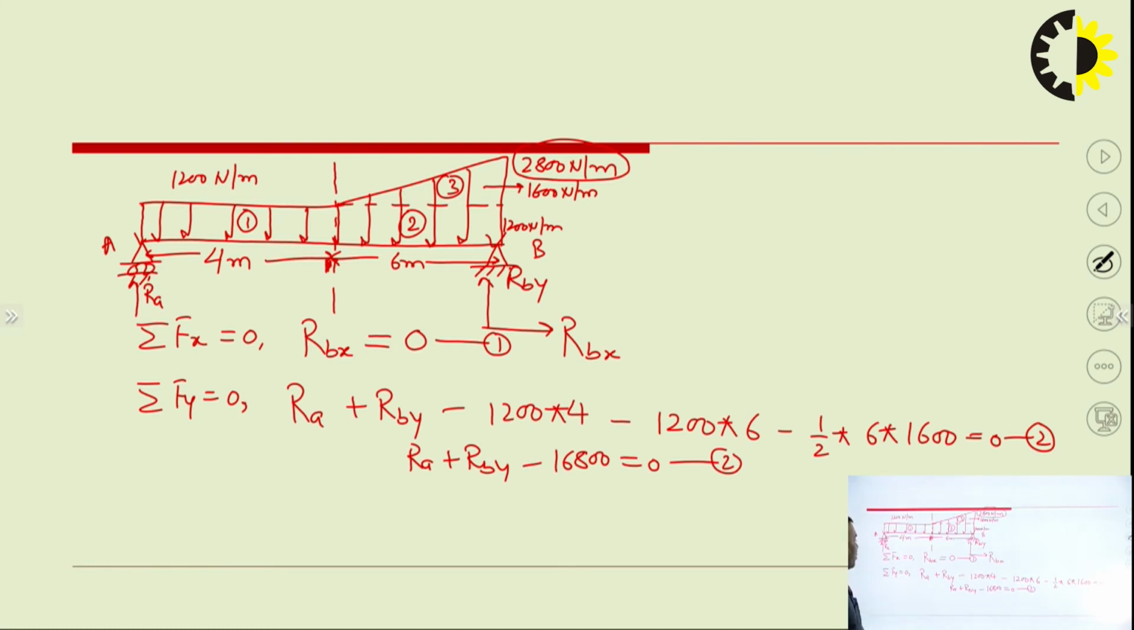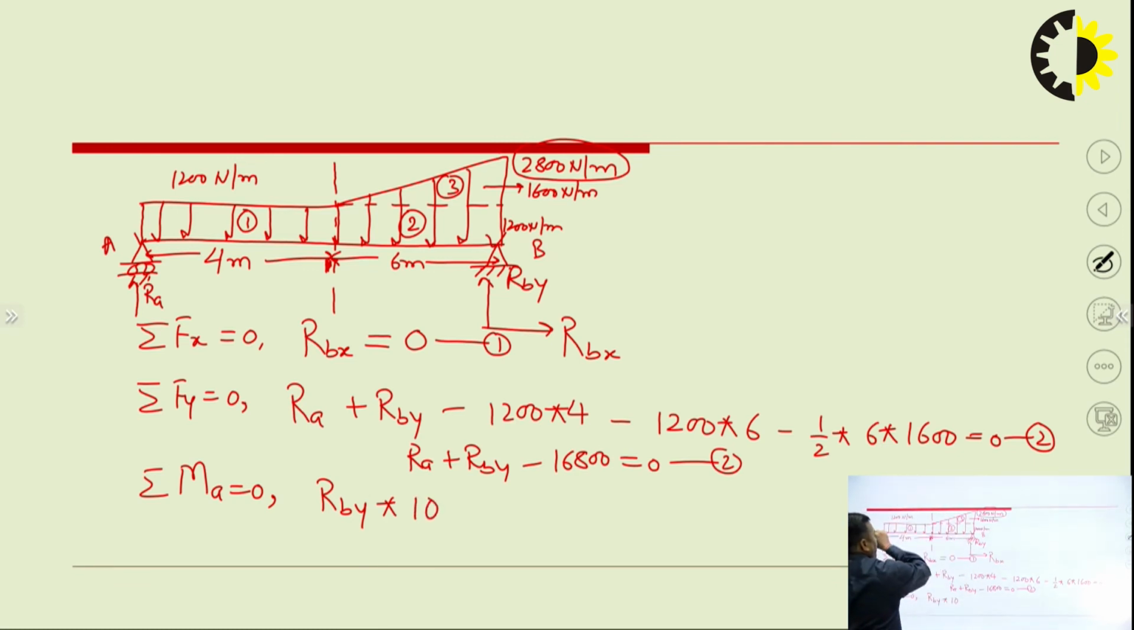Now what about the third equation? I can write the moment about point A. Both these equations are clear. Moment due to RA, will there be any? No. It passes through point A. So about point A, RA will not create any moment because there is no perpendicular distance. Now I am coming to RBX. It is 0 already. Okay. Then I am coming to RBY. The distance of RBY from point A is 10.